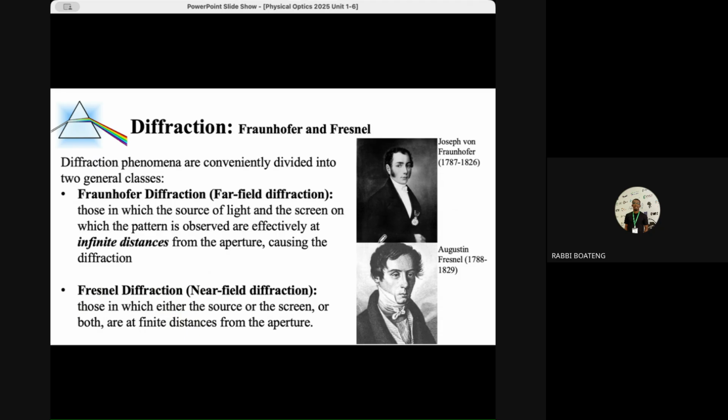Now let's try and bring these two scientists on board. We have one called Fraunhofer and we have one called Fresnel. They both did wonderful work in diffraction, and they were explaining diffraction phenomena from two different perspectives. So Fresnel came and said that when you are talking about diffraction, we are talking about a light source here, a slit here, and a screen. So light enters and light spreads out.